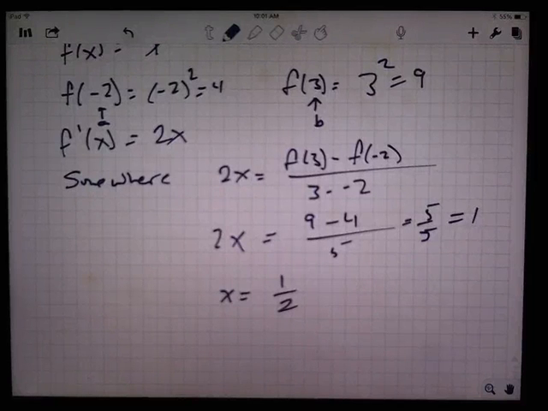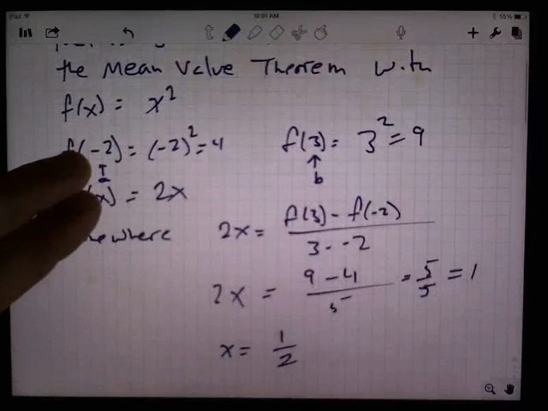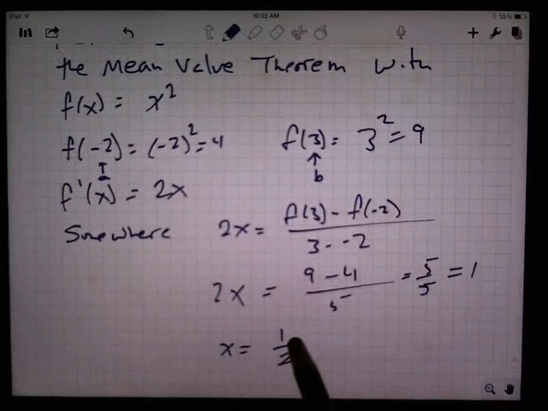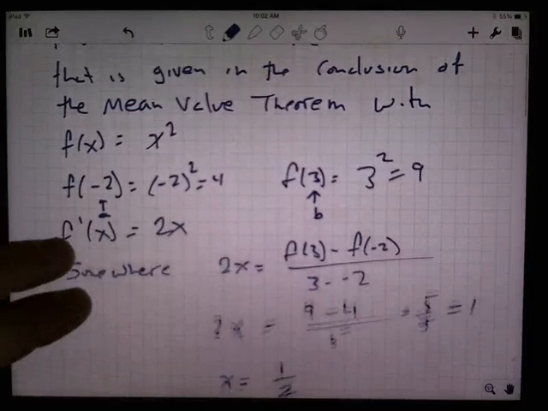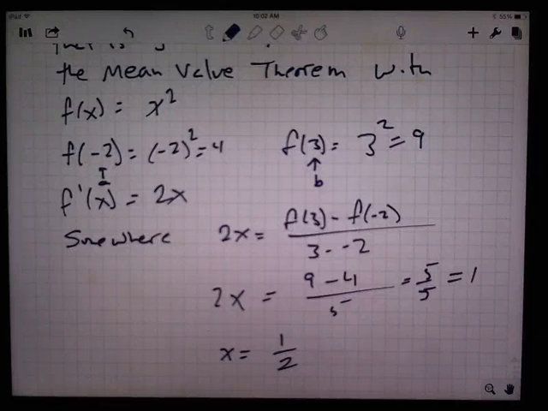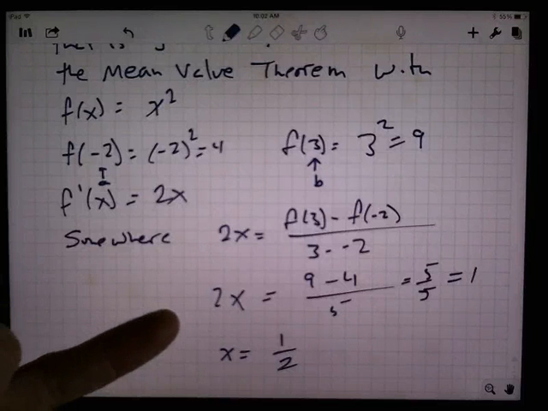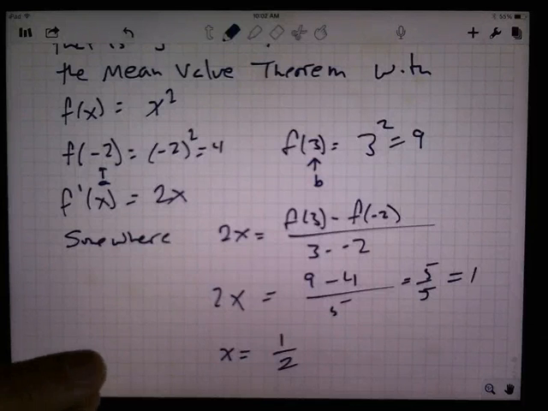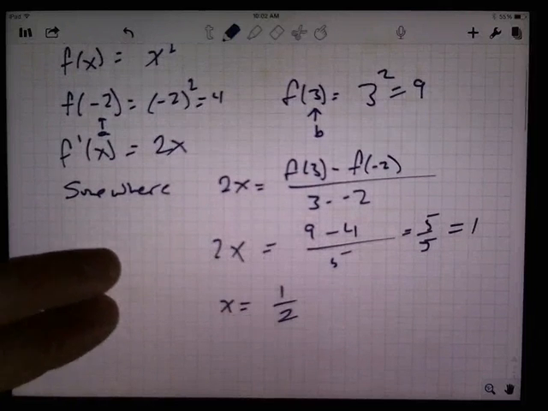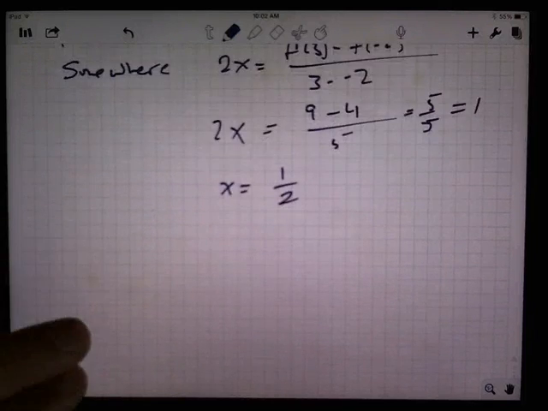So although the mean value theorem didn't tell us where it was going to happen, it just told us that it would happen. In fact, 1/2 is somewhere between -2 and 3. And so we've got our particular value of x. It doesn't tell you where, but it gives you the equation to solve. Once you solve it, you know where it happens. Okay, so there's my more concrete example. You'll find several of these types of questions in the homework.